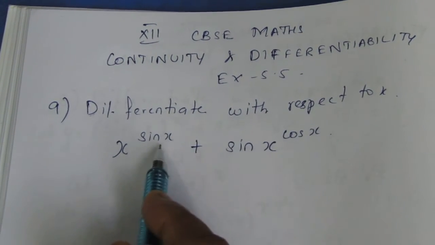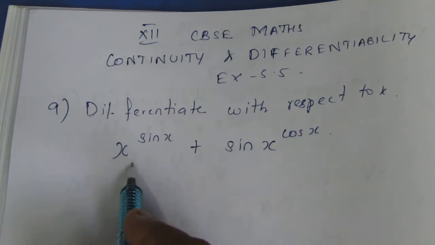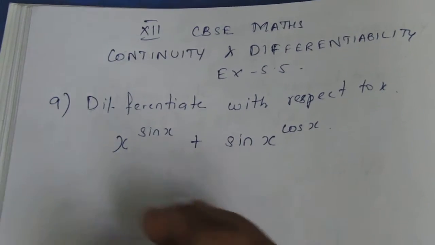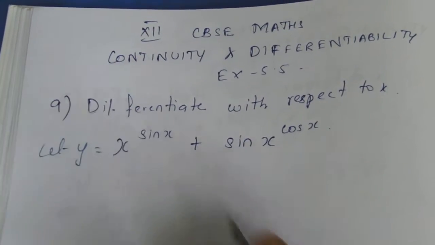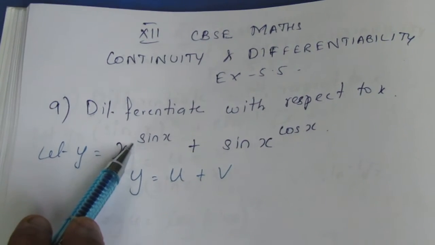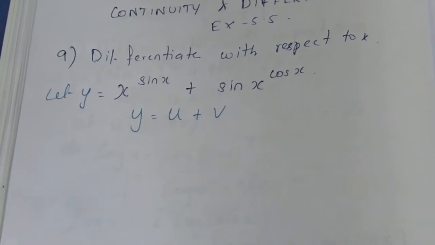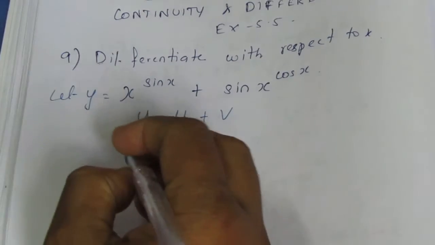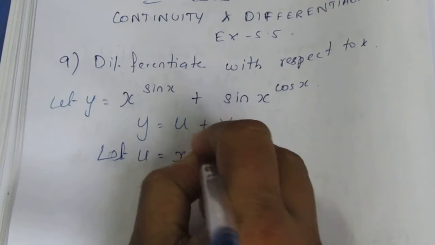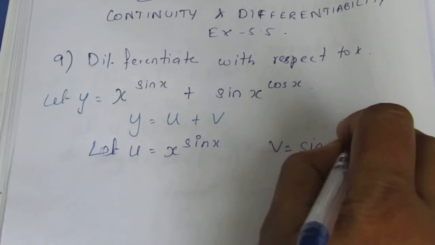In case we need to differentiate the power, we can't take it as it is, we need to take log. For taking log, if there is a plus or minus sign, take log separately. So let me take the given question as y is equal to u plus v, where u is equal to x power sin x and v is equal to sin x power cos x.